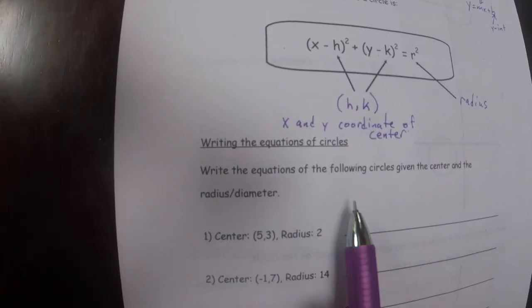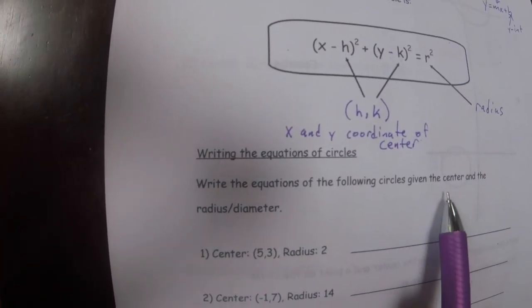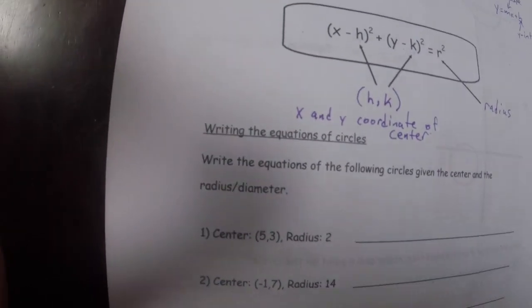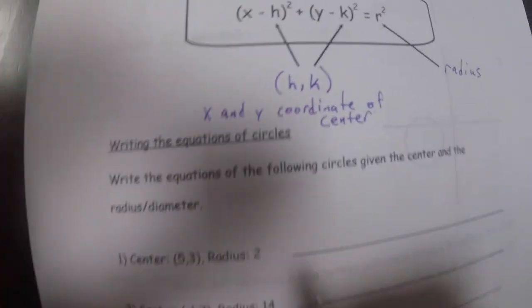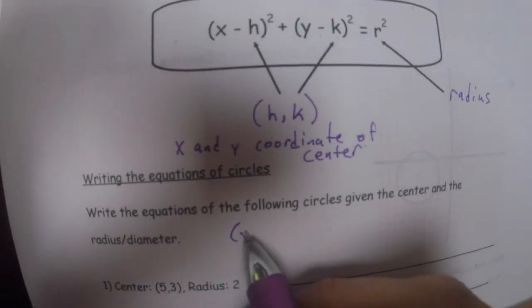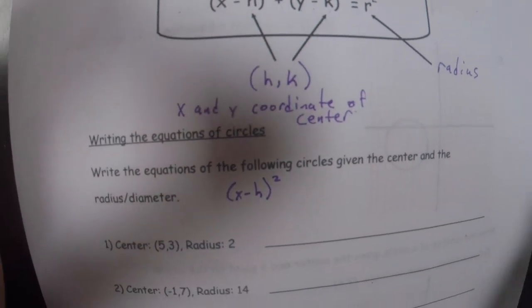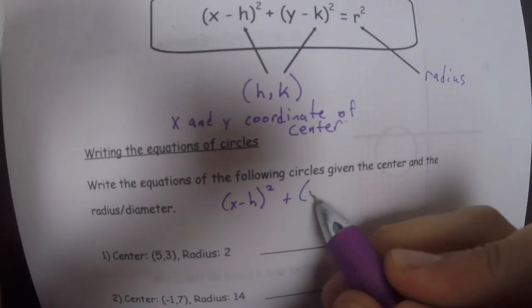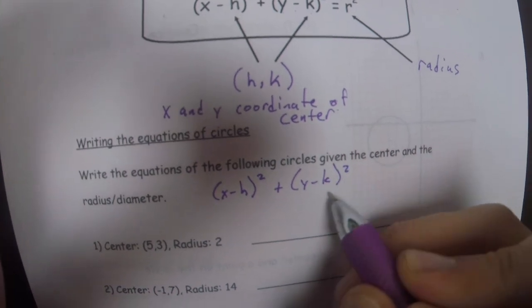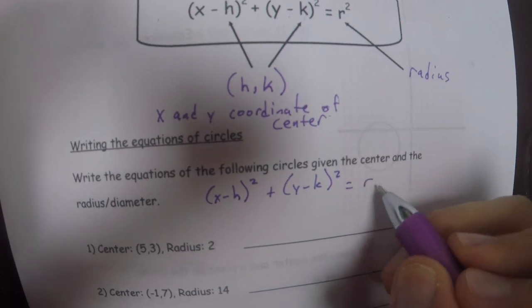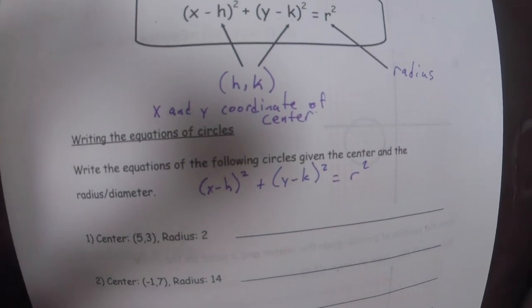So let's do a couple of examples down here. Write the equations of the following circles given the center and the radius, or sometimes they might give us the diameter. All right. Every single one of these equations is going to look like this: (x - h)^2, where h is the x coordinate of the center, plus (y - k)^2, where k is the y coordinate of the center, equals r^2, and r is going to be the radius.